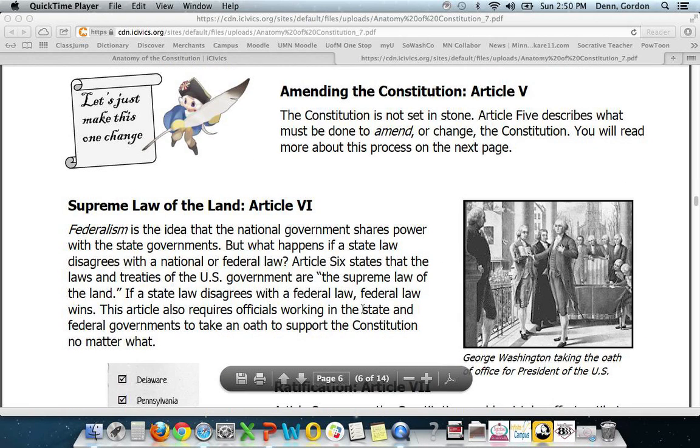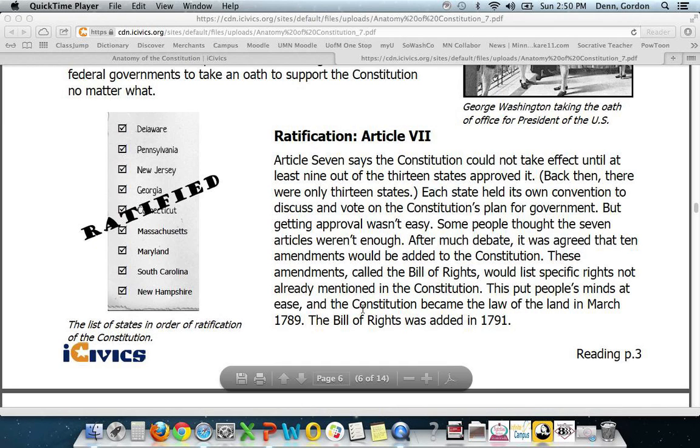Article 5 talks about amending the Constitution, and that's very important, and we'll talk about that on the next page. Article 6 talks about supremacy. Once again, federalism, that the national government shares power with the states, but the national government will be supreme, that the laws and treaties of the U.S. are the supreme law of the land, and if a state disagrees, the federal law will always win. And of course, Article 7. Initially, it was the ratification. How do we make the Constitution legitimate? It had to be passed by at least 9 of the 13 states in order for the Constitution to be enacted.